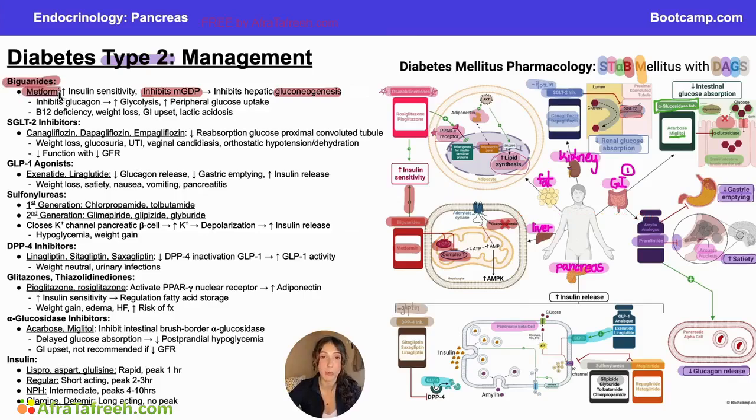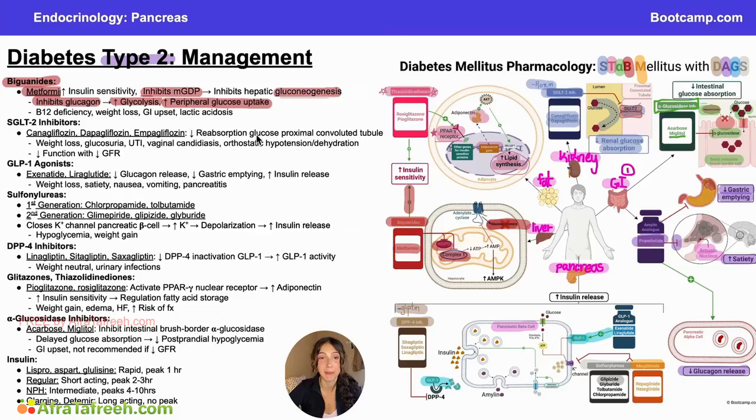So first, we talked about your biguanides, such as metformin. Remember, by increasing insulin sensitivity and inhibiting mGPD, this is going to lead to decreased gluconeogenesis, right, as we saw over here. Decreased gluconeogenesis is one of the normal effects of insulin, so this, of course, is going to be helpful when treating insulin insensitivity. Additionally, by inhibiting glucagon, metformin is also going to lead to increased glycolysis, increased peripheral glucose uptake, all of these things that insulin should normally be doing, but is not potentiating these effects as well as it could be because in the setting of type 2 diabetes, you have some resistance.